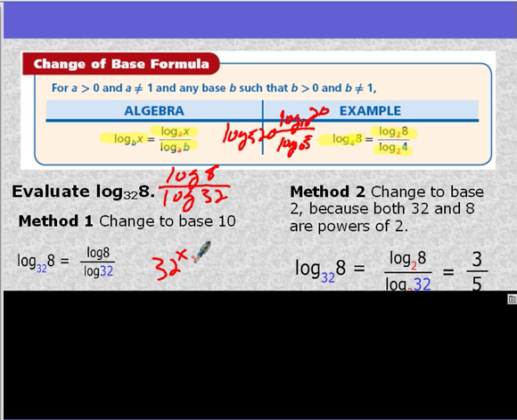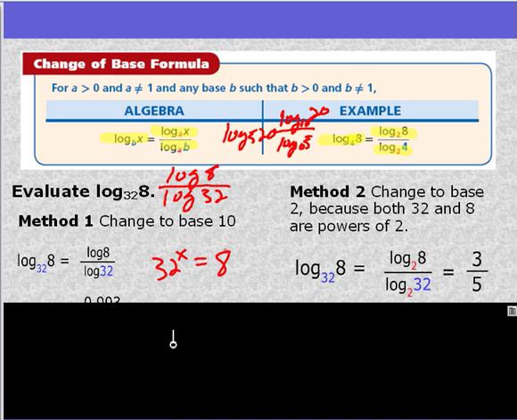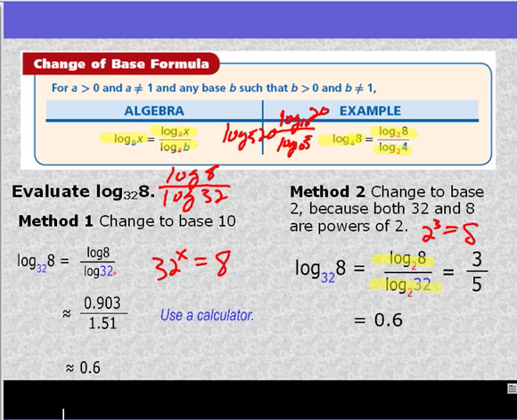Oh, and actually, they changed it to base 2, and then they can figure it out. So they're going to calculate it based on log to the base 2 of 8 over log to the base 2 of 32, and we know 2 to the third power is 8. So this is going to be 3 over 5. So you could do it without a calculator using the powers that way, or you can just use your calculator. Either way works. But in both cases you did have to change the base.